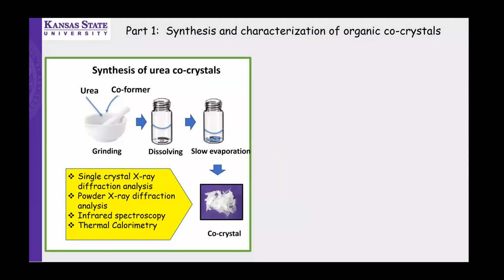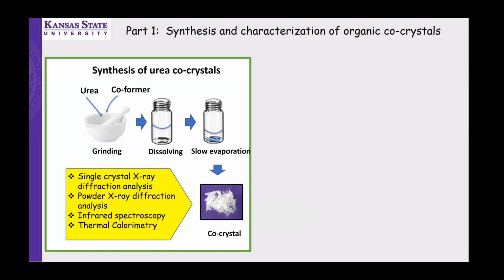So first things first, the synthesis of urea co-crystals is relatively simple. You can actually accomplish this using a mechanochemical principle. So you don't need a lot of beakers and solvents. So in that sense, it's a very green process. So you mechanically mix urea with a co-former, and you do a little bit of solution chemistry. You slowly evaporate the solvent, and you end up with a solid material that's going to be the co-crystal.